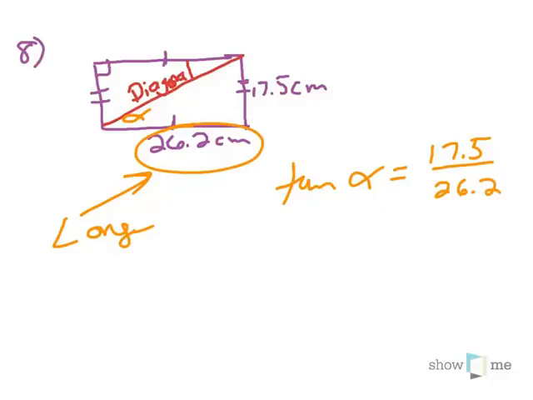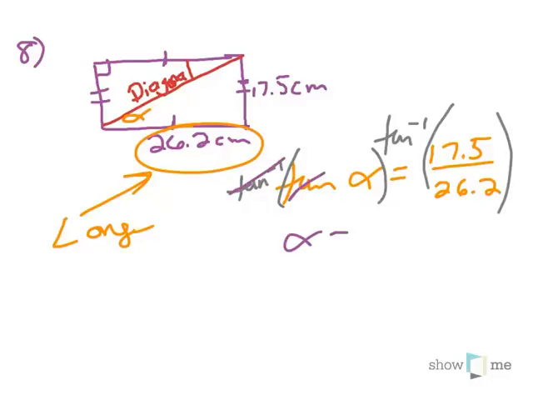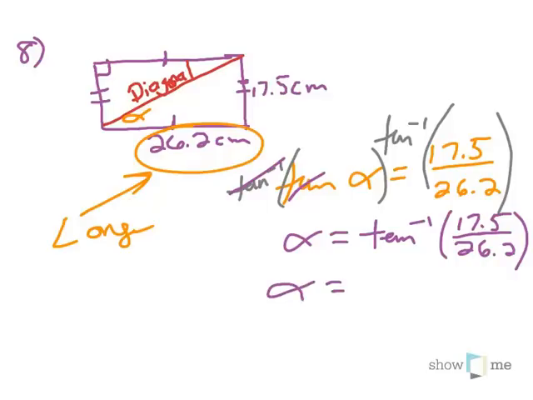To get alpha by itself, you have to get rid of tangent. Tangent attaches itself to alpha. To get rid of tangent, you have to do tangent inverse to both sides of the equation. On the left side, your tangents cancel, leaving you with alpha. On the right side, you have tangent inverse of 17.5 over 26.2. If you type that into your calculator, you end up with 33.74 and some stuff after that.